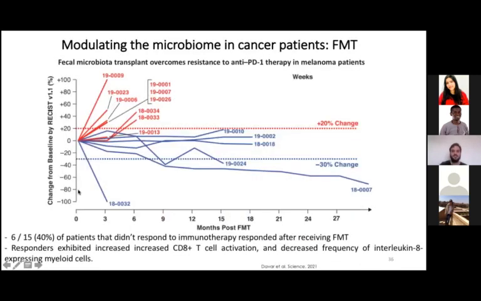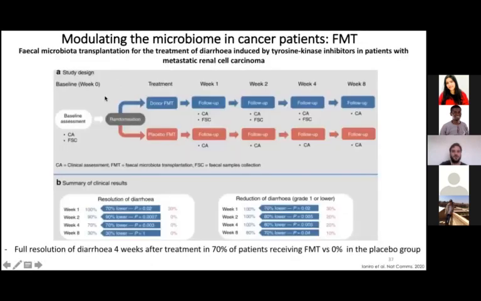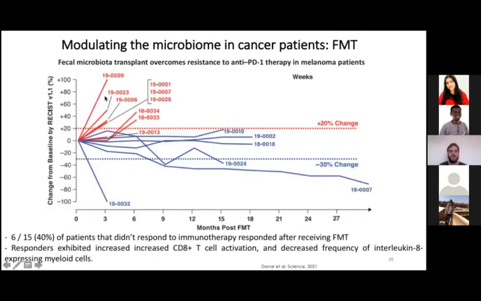Another application of the microbiome is modulating the microbiome in cancer patients through what we call FMT, fecal microbiota transplantation.